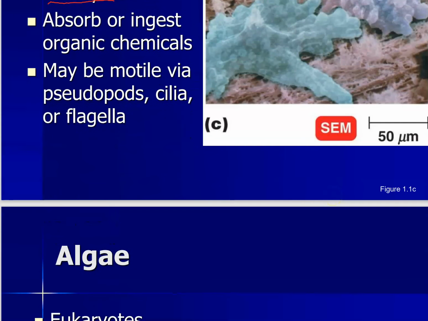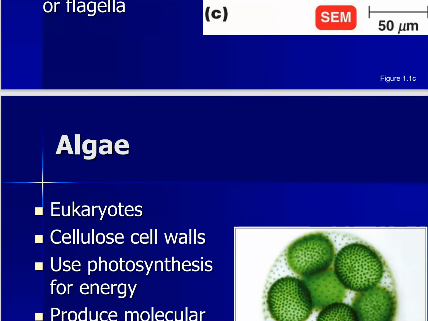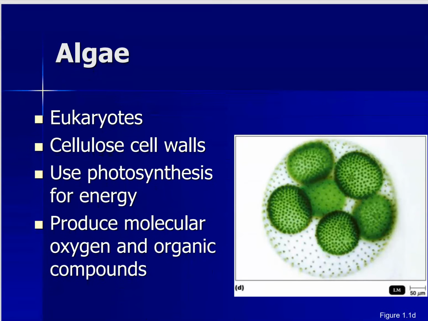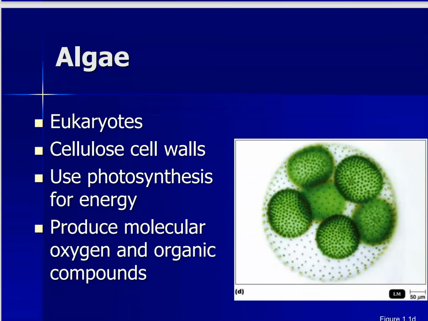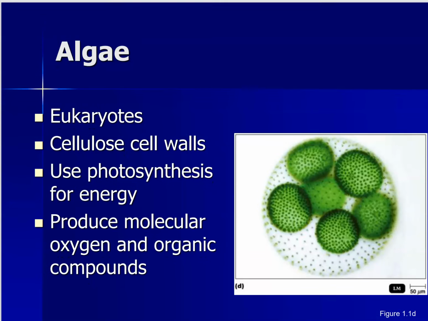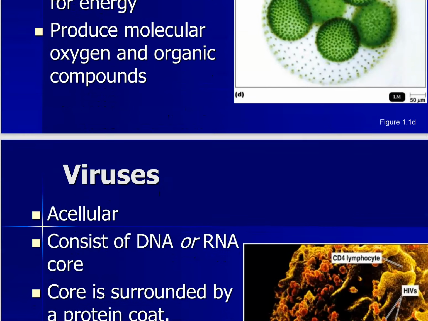Algae, that's another part of the protista category, but they photosynthesize, so they're single-celled eukaryotes, but they are photosynthetic, and so they're green, they have cellulose cell walls, and we have very few that are pathogenic. We'll get back to those.